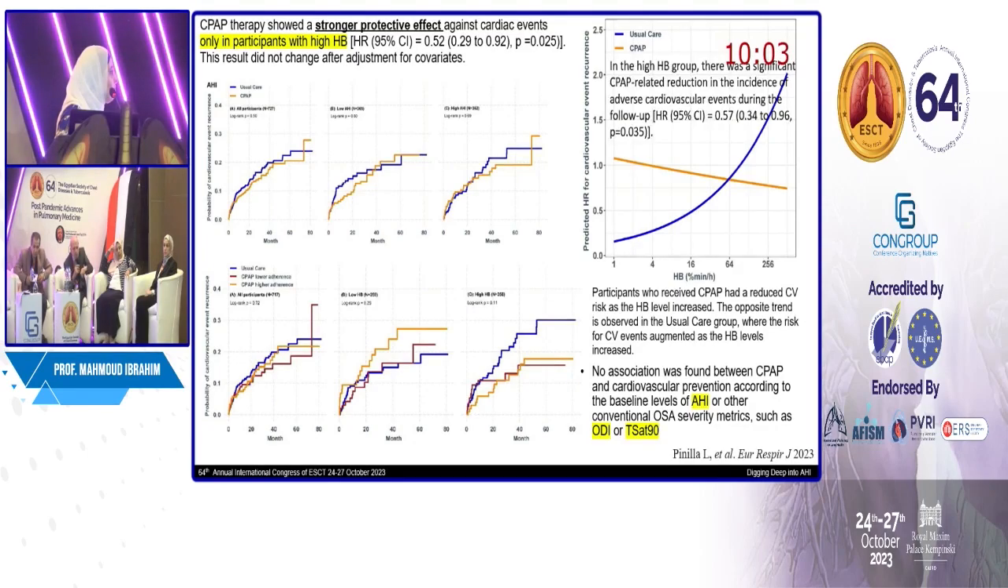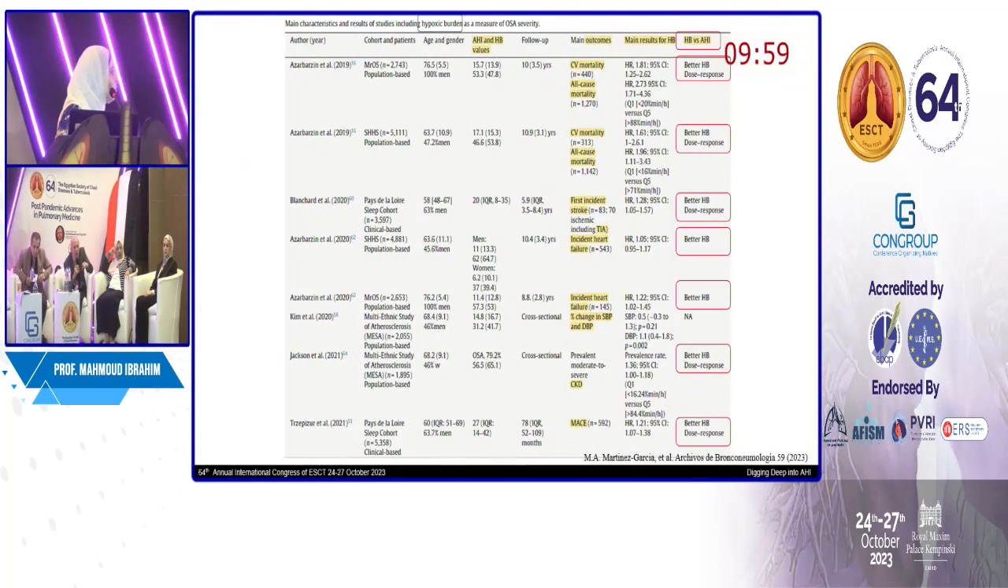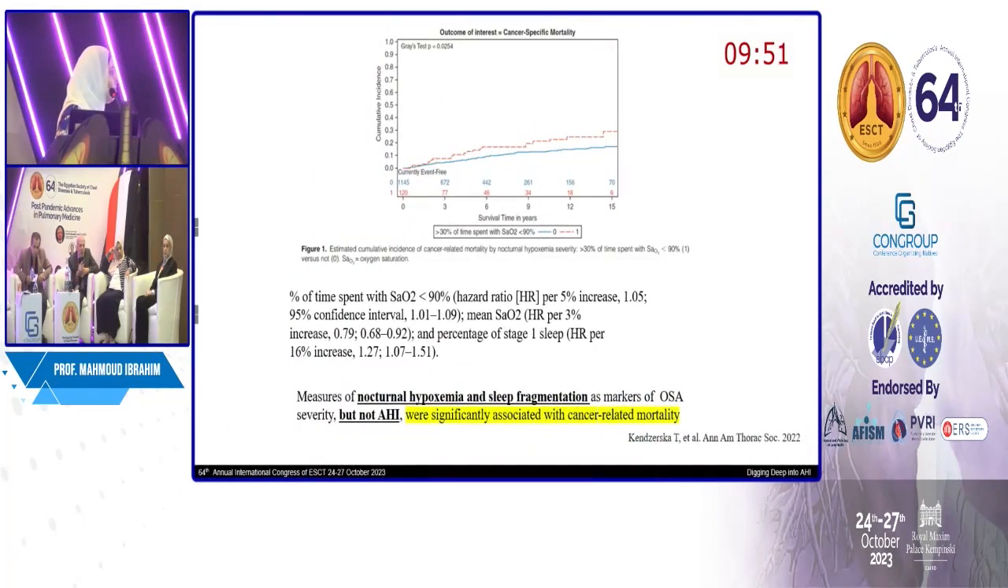These are the different studies comparing the apnea-hypopnea index with the hypoxic burden, all showing a better response to the hypoxic burden, better correlation. Even if you have a patient with cancer and a patient with obstructive sleep apnea, the mortality from the cancer itself would increase according to the presence of nocturnal hypoxemia and sleep fragmentation, rather than the apnea-hypopnea index in these patients.